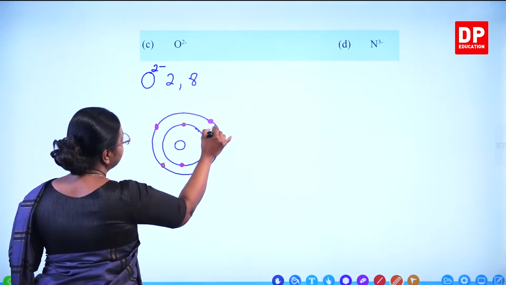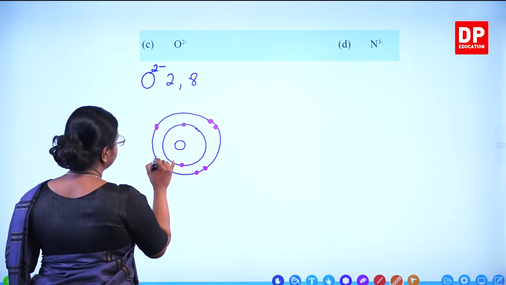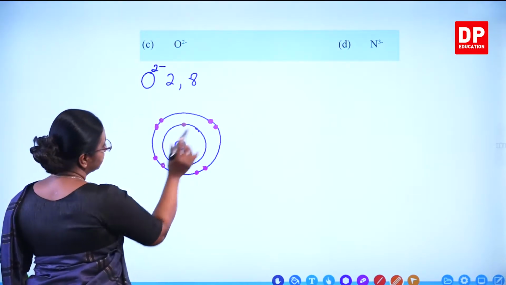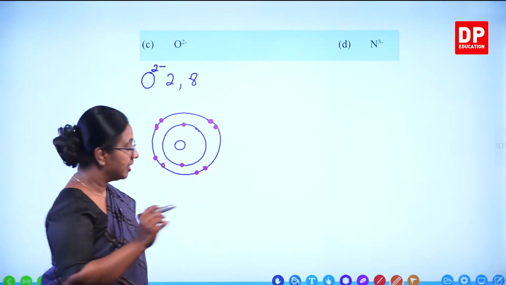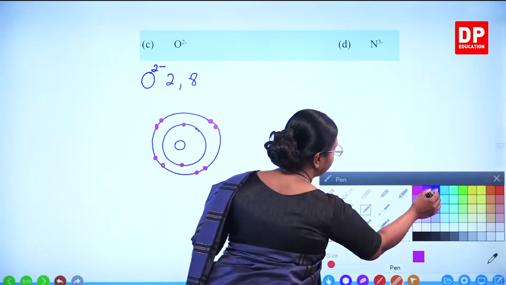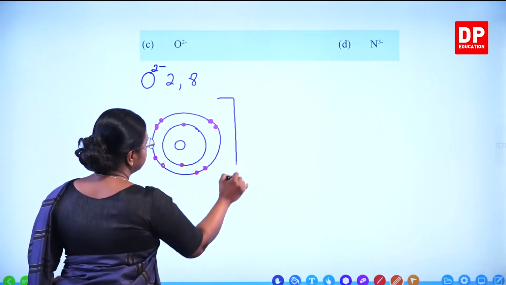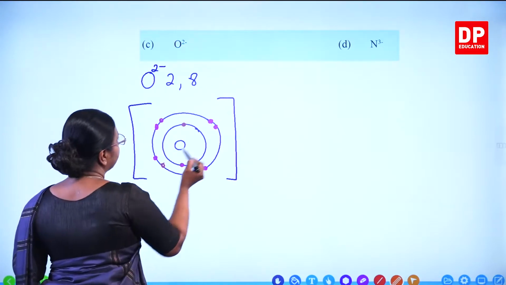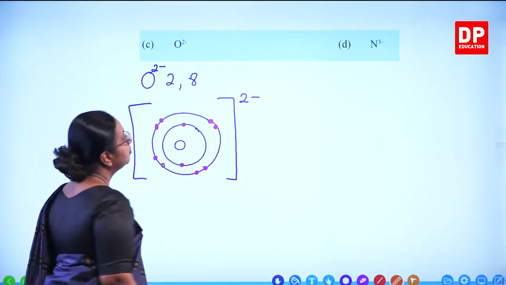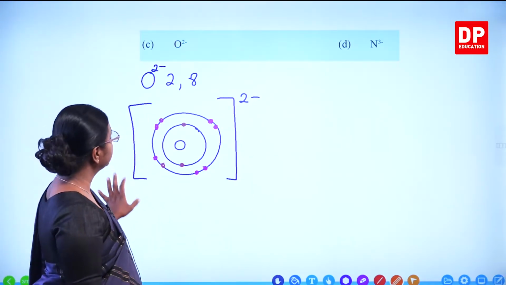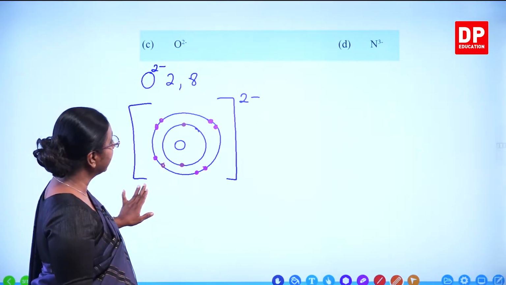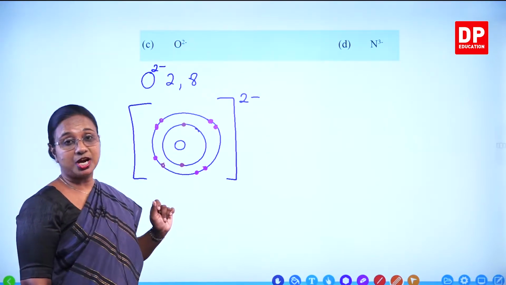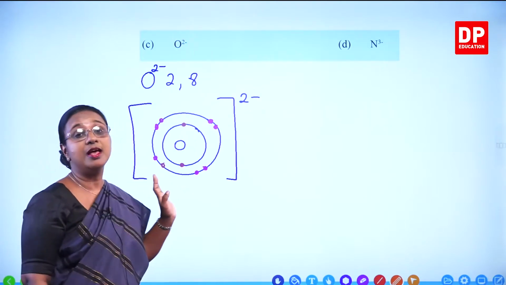And we usually pair these electrons. 8 electrons. So, is that okay, students? Then what do we do? We need to indicate the charge. Use square brackets and put 2 minus there. So, that shows this is the oxide ion with 2 negative charges. That's why the shells are all complete.